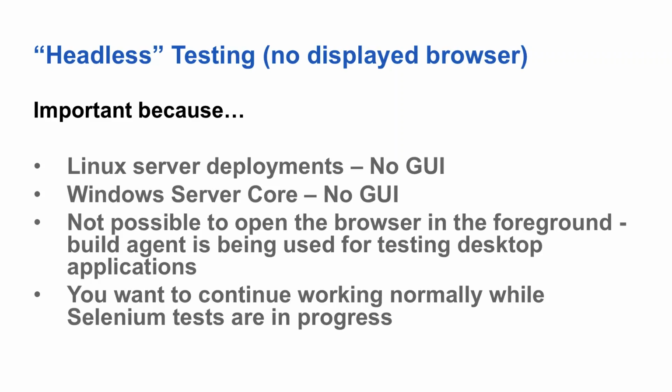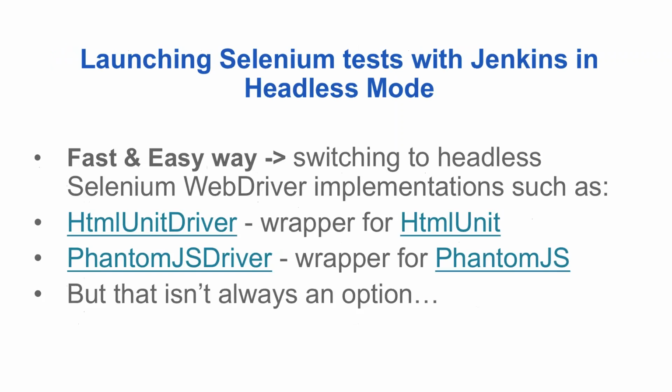The next reason why it's important is when it's not possible to open the browser in the foreground, for example, when the build agent is being used for desktop applications which require focus, or you would like to continue using your machine normally while Selenium tests are in progress. So now let's talk about how you can launch Selenium tests when Jenkins is in headless mode.